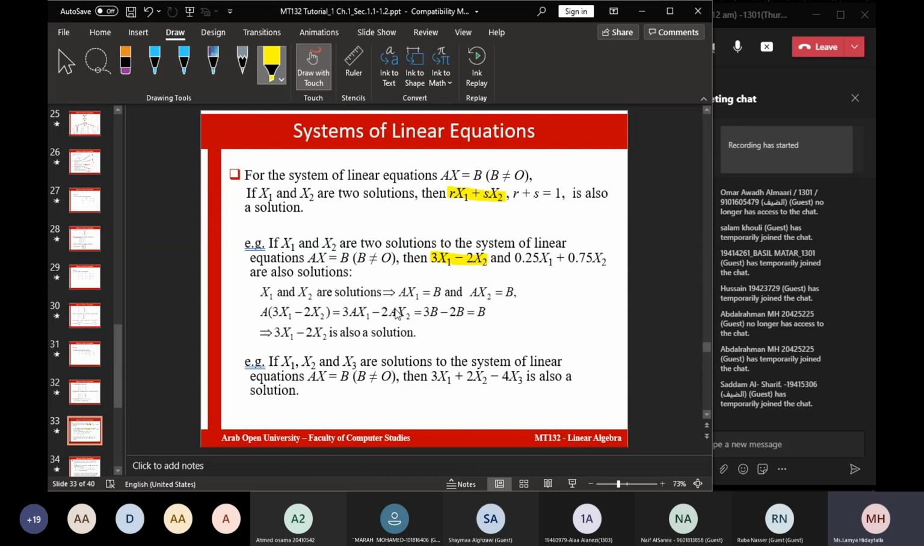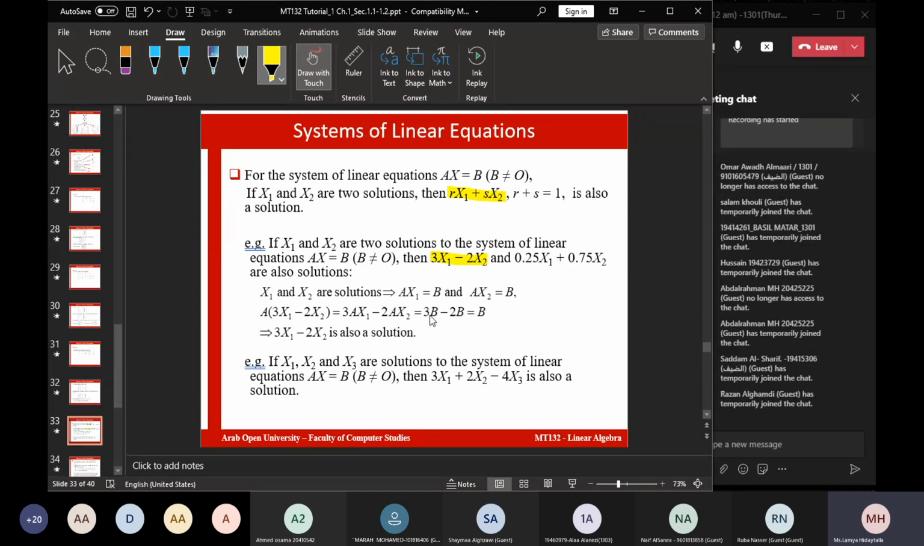So I can exchange this one and put B. And also this one by B, correct? A x1 is B, and A x2 also is B. So 3B minus 2B, that is B, correct? So A times (3x1 minus 2x2) is equal to B. So that is a solution.